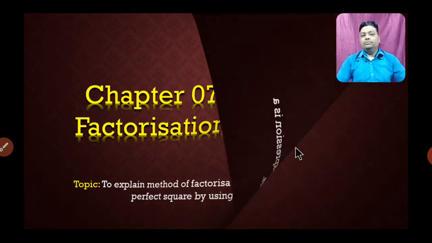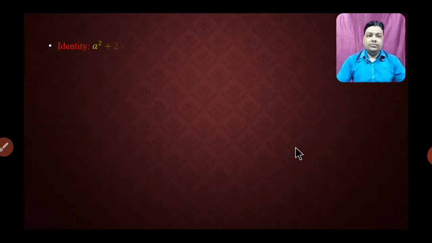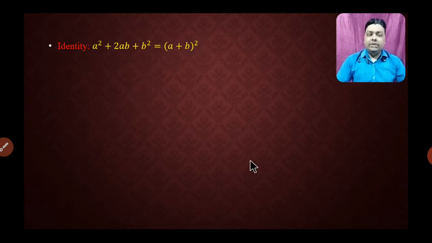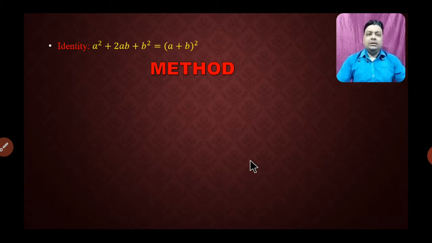Okay. Now at first, the identity. Which identity will we use today? Here, a square plus 2ab plus b square, which is equal to a plus b to the whole square. This identity we will use to find the factors of the expression. Okay students? Now let's see some methods to identify whether the given expression is a perfect square or not, and how to express any expression in its factors.